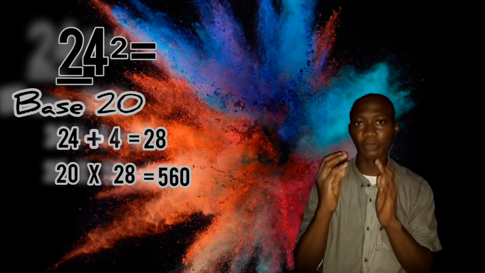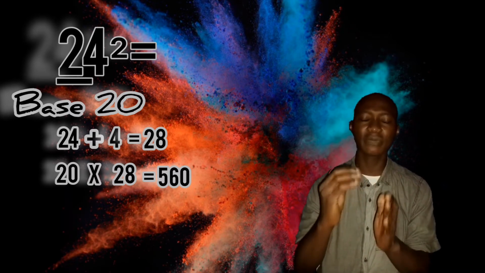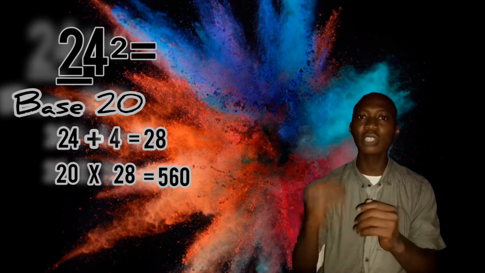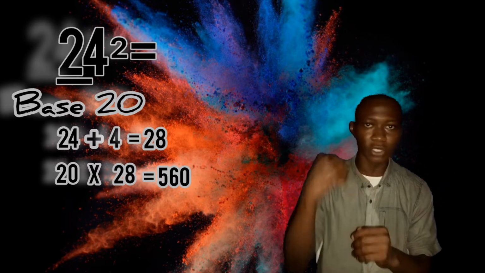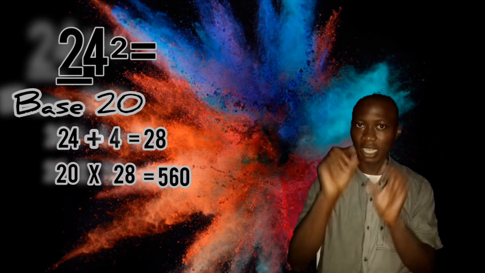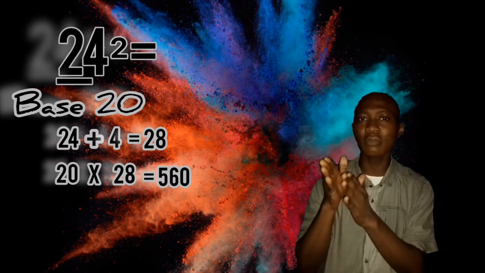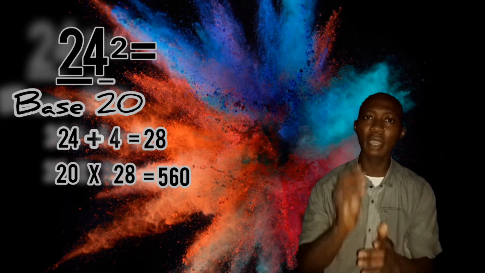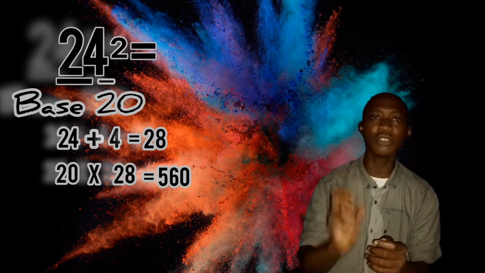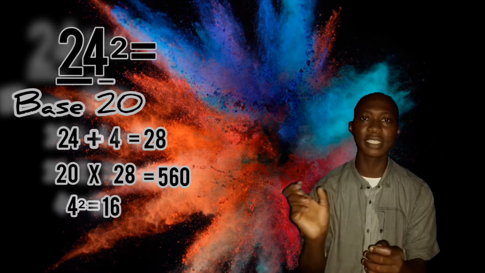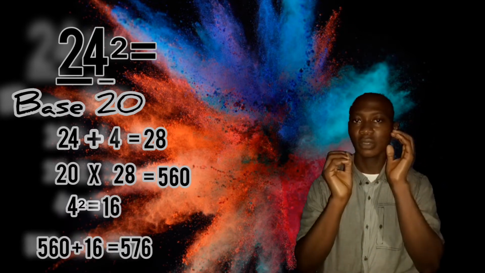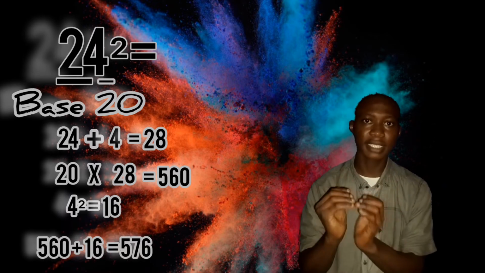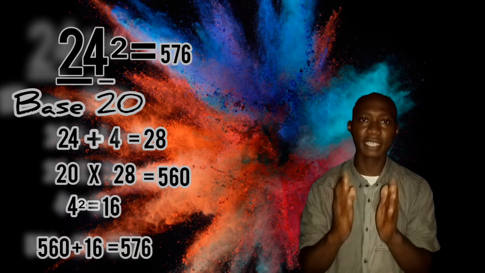20 multiplied by 28 is 560. Once you have gotten your 560, the next thing you do is go back to the previous question, which is 24. You can see that the unit number is 4. Since the unit number is 4, square the unit number. The square of 4 is 16. Sum it up together: 560 plus 16 gives you 576.